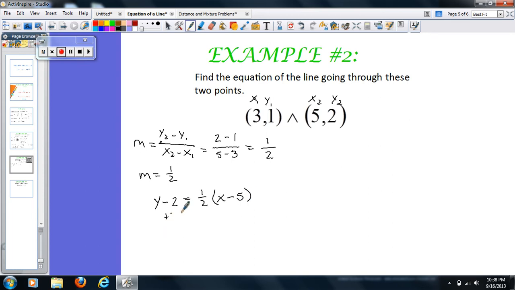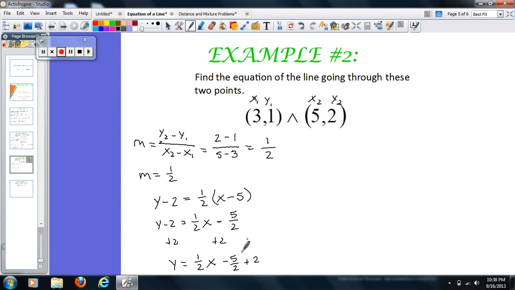And I'm going to not add 2 yet. We're not there yet. We've got to simplify, get rid of our parentheses. So you get y minus 2 equals 1/2 x, and 1/2 times negative 5 is going to be negative 5 over 2. And now I'm going to add 2 to both sides, and I'm going to get y equals 1/2 x, and now I have minus 5 over 2 plus 2.